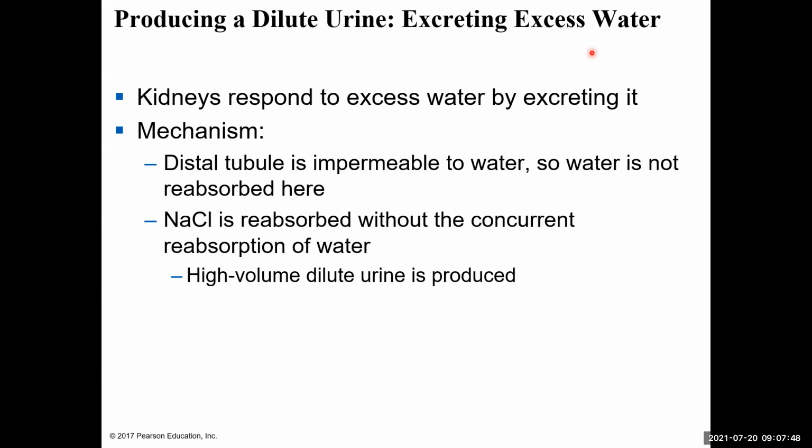Now, the way the kidney regulates diluted urine versus concentrated urine is through the distal tubule and the collecting duct. So the distal tubule is impermeable to water. So water is not reabsorbed in that structure of the nephron. Sodium chloride, though, is reabsorbed, and it allows that to happen without water being reabsorbed because it's impermeable. And so you get a high volume of diluted urine being produced.